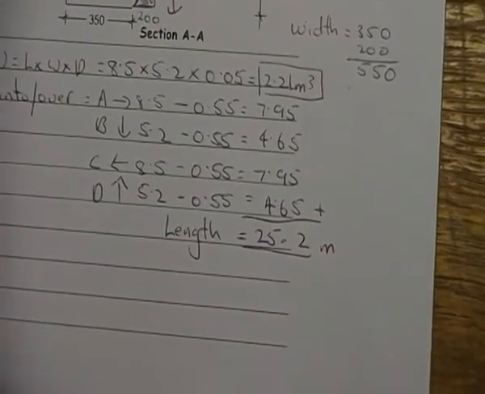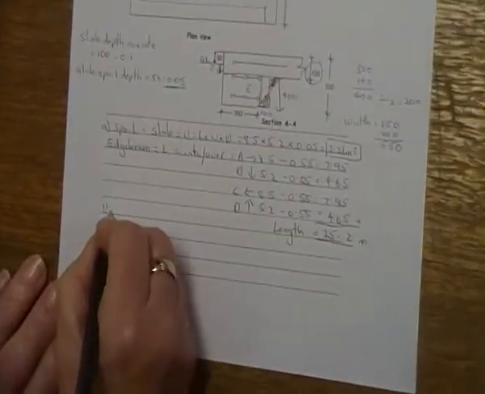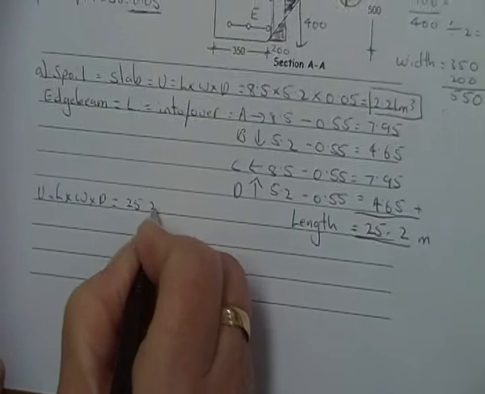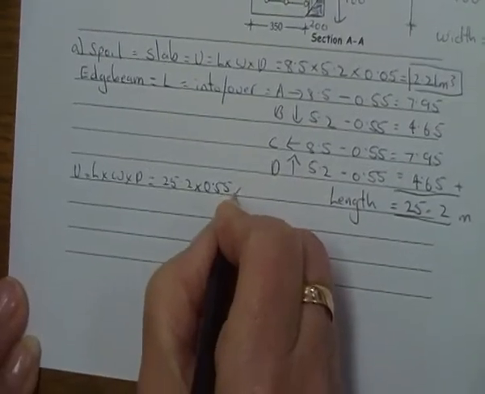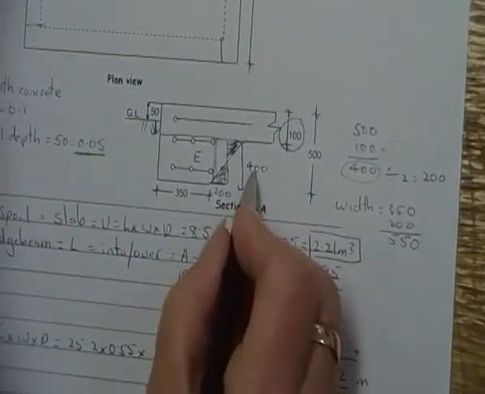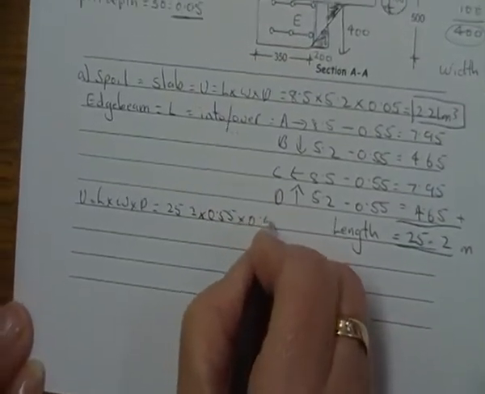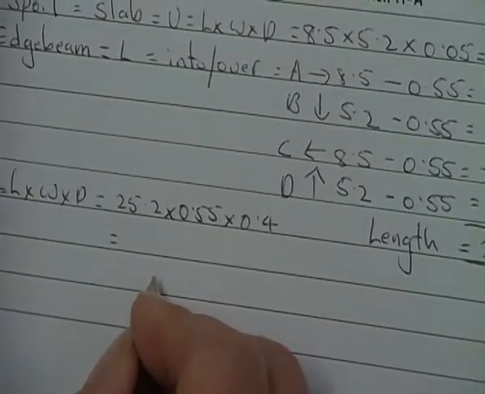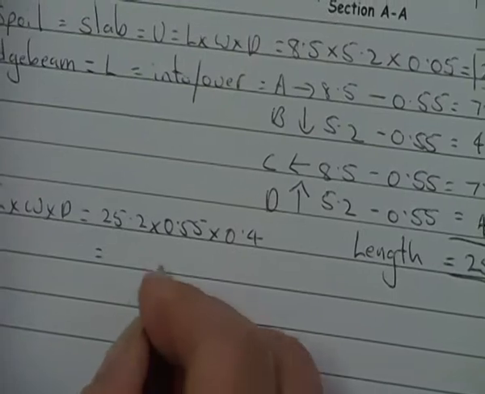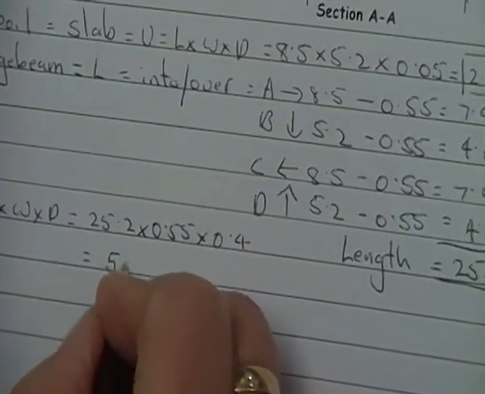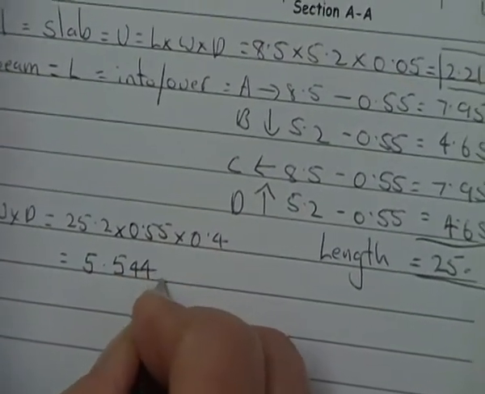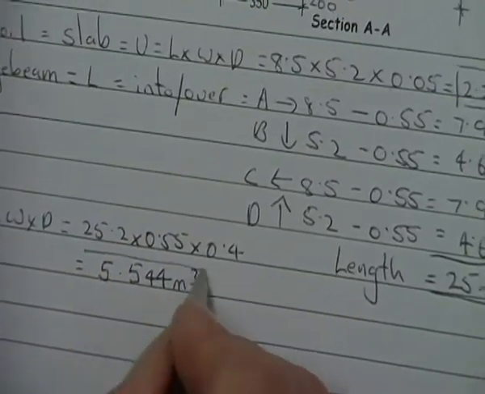25.2 metres. Okay, so now we're going to do volume. So we're going to do length times width times the depth, and that's going to be 25.2 times the width 0.55 times our depth of 400, so times 0.4. So this new figure is going to be, what did we say it was? Sorry, our new figure is 5.544 metres cubed.